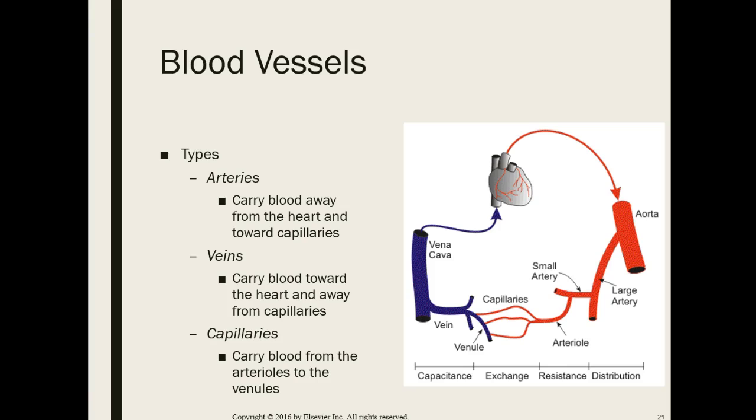Different types of blood vessels that we'll find in the cardiovascular system are arteries, veins, and capillaries. So arteries are going to carry blood away from the heart and towards the capillaries. The veins are going to carry blood towards the heart and away from the capillaries. And then the capillaries connect those arteries and veins.